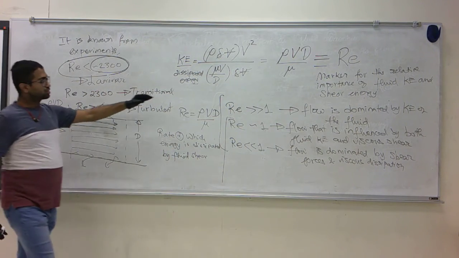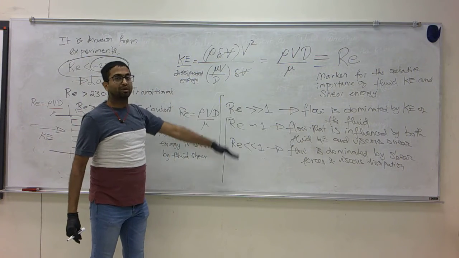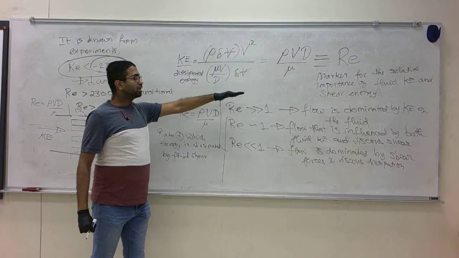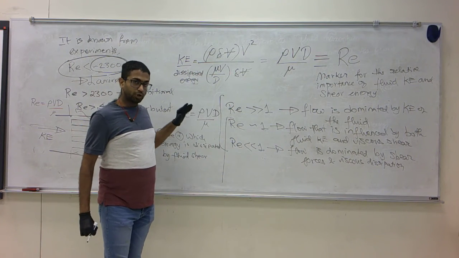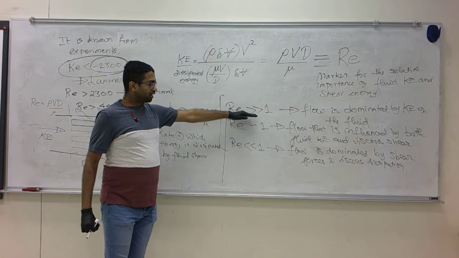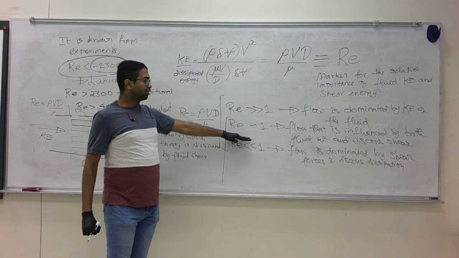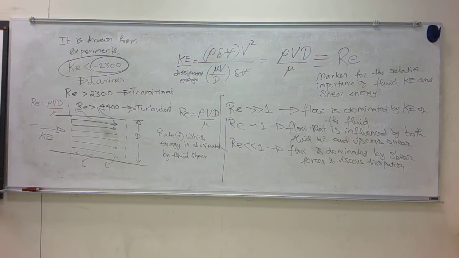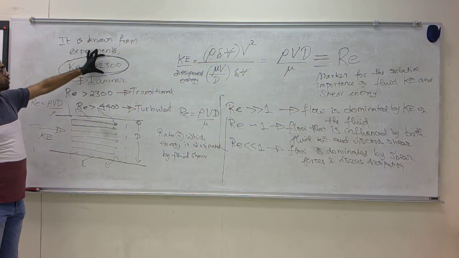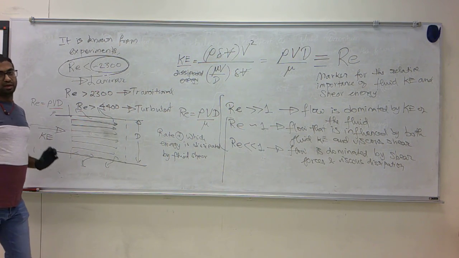So this taxonomy is usually valid. The Reynolds number is a good indicator of whether a given fluid is going to undergo turbulent flow, transitional flow, or laminar flow. This is generally a good indicator, but it's not always set in stone about the number 2300.